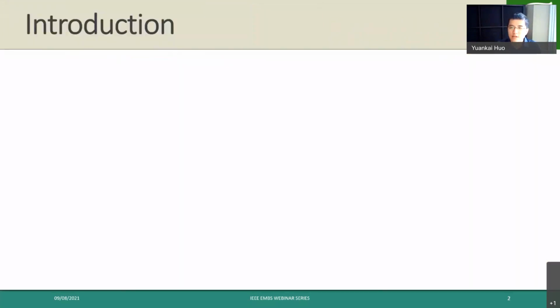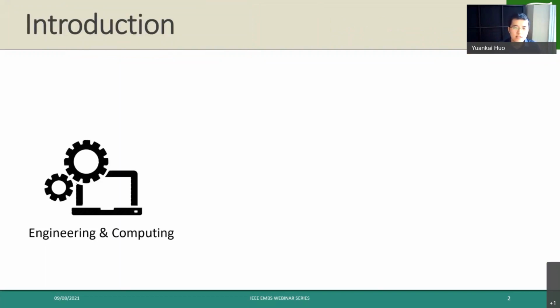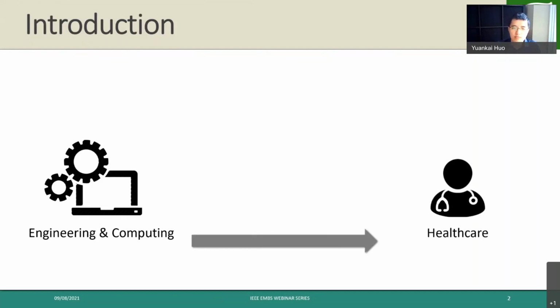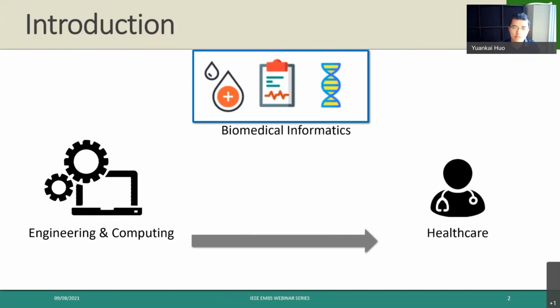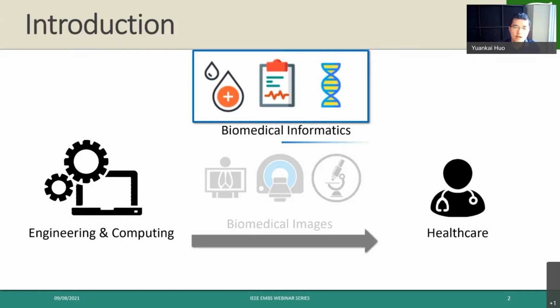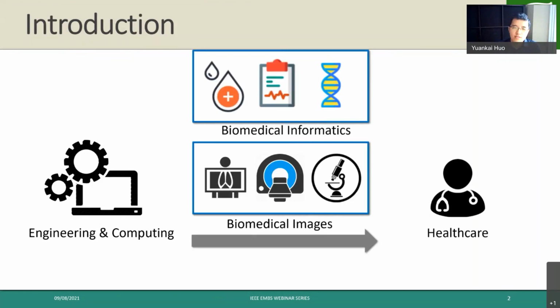So first, I think most of the audience are engineers or computer scientists. So today, my talk will focus on the technical side of our work, with a little bit of clinical background and application. As computer scientists and engineers, if we want to associate our research with healthcare, I think there are two big directions. One is bioinformatics. Basically, you can analyze clinical reports, genetic information, blood tests, etc. Another major direction is biomedical imaging and image analysis. For example, we can use radiology, pathology, microscopy, etc., to understand what's going on inside the human body.